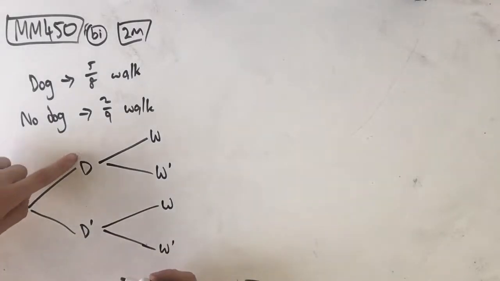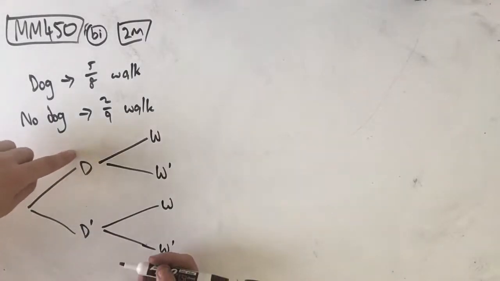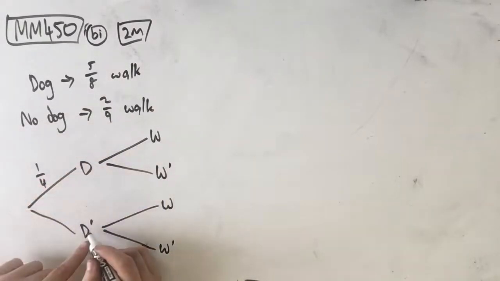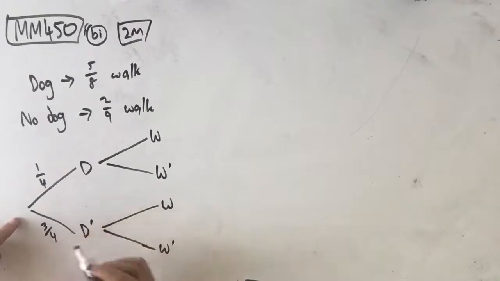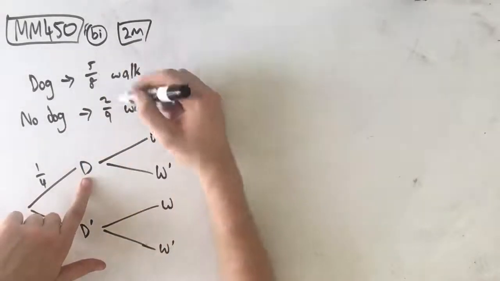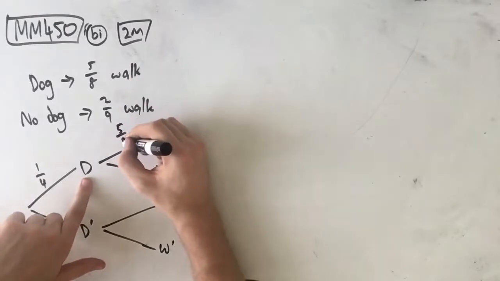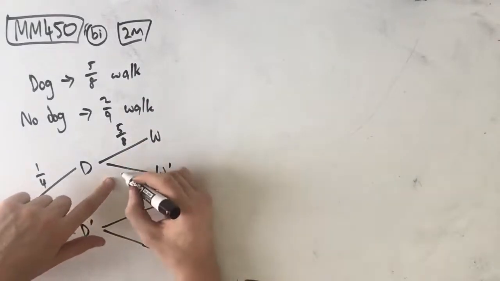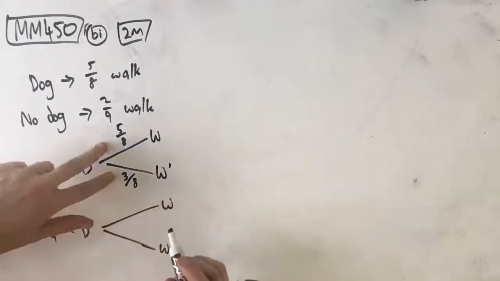Now, the probability that any given person owns a dog is 1 in 4. The question told us that, which means that the probability that they don't own a dog is 3 in 4. Now, if they own a dog, the probability that they go on regular walks is 5 in 8, which means that this branch here is 5 in 8. The probability that they don't go on regular walks is 3 in 8, right? Because these two have to equal 1.